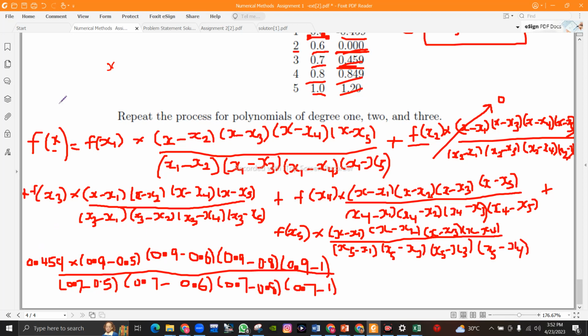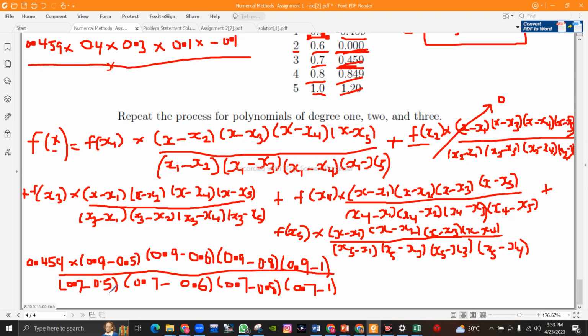So let's calculate this. That will be 0.459 times 0.9 minus 0.5, that's 0.4, times 0.9 minus 0.6, that's 0.3, times 0.9 minus 0.8, that's 0.1, times 0.9 minus 1, that's minus 0.1, so we have a negative up there, divided by 0.5 minus 0.7, that's 0.2 (negative), times 0.7 minus 0.6, that's 0.1, times 0.7 minus 0.8, that's minus 0.1, so that negative cancels out, times 0.7 minus 1, that's minus 0.3, so the answer will be negative.